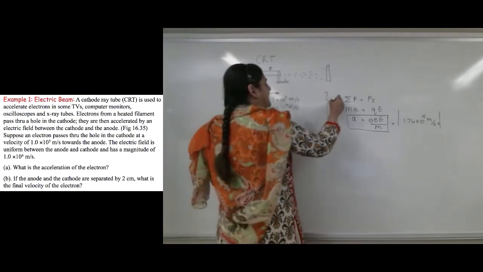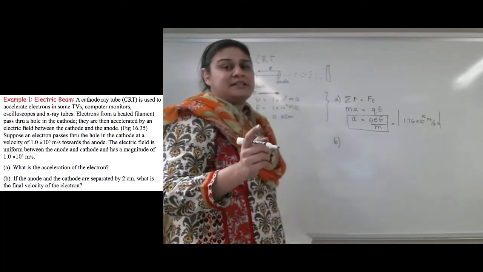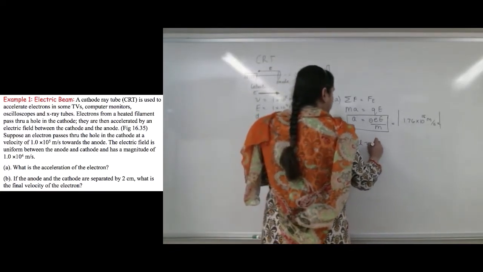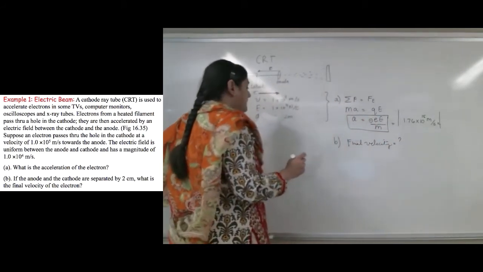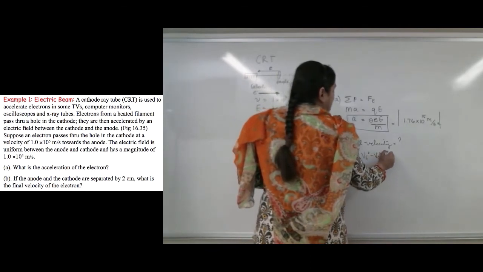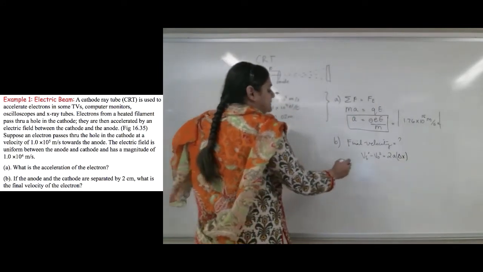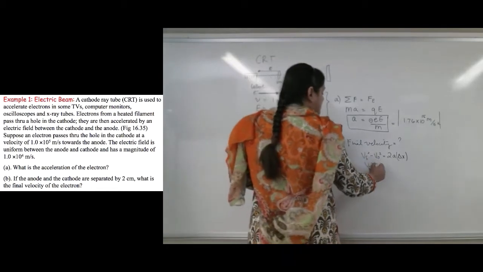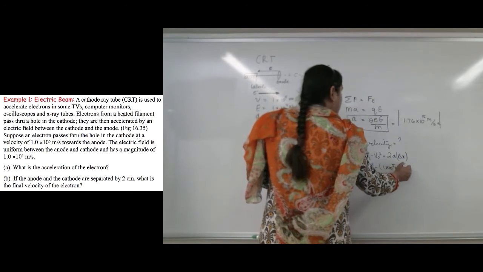Part B, it asks us, what is the final velocity of the electron? So we have to find final velocity. Okay? We go back to intro 1. What do we know? We know Vf squared minus V naught squared equals 2a delta x. Okay? Vf is what we're looking for. V naught is given, which is 1 × 10⁵ meters per second.